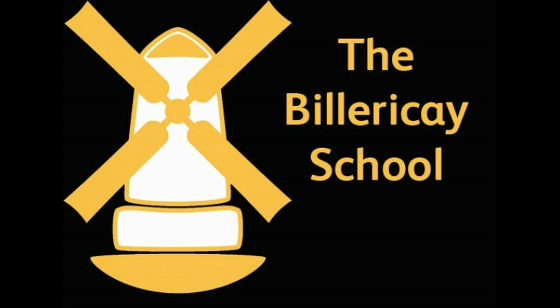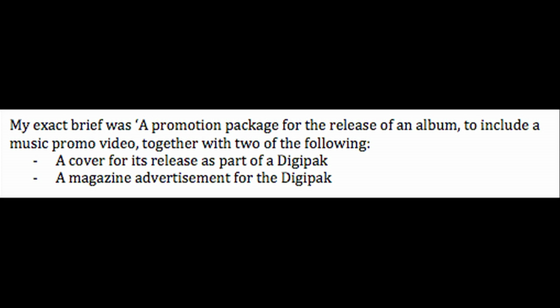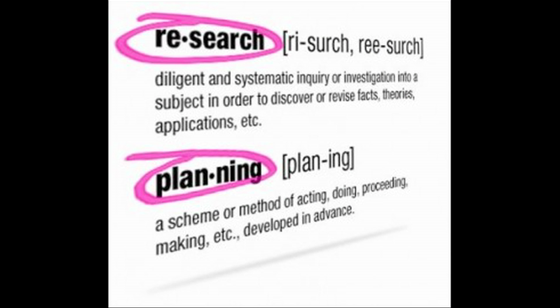I individually created a music video for the song Let It Go by James Bay. My exact brief was a promotion package for the release of an album to include a music promo video together with two of the following: a cover for its release as part of a digipack and a magazine advertisement for the digipack. There were different media technologies used throughout the research and planning, production and post-production stages.